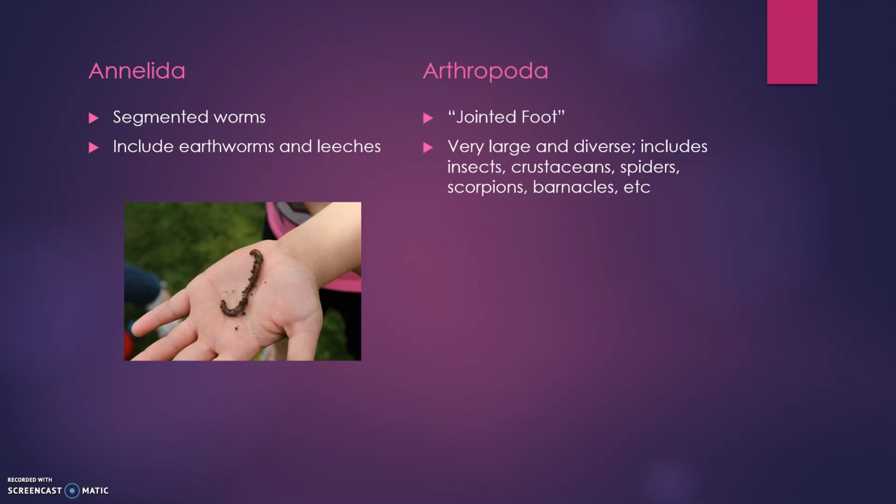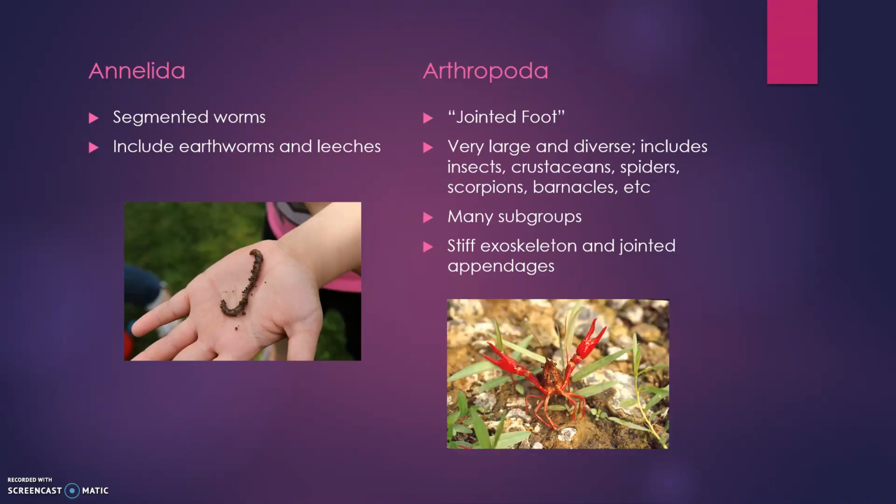Then moving into arthropods, translated from Latin, this means jointed foot, and this is a very large and diverse group as well. It includes insects, crustaceans, spiders, scorpions, barnacles. There are lots of animals in this group, and many subgroups. They have a stiff exoskeleton and jointed appendages. Jointed appendages is the big one because it lets them move around a little bit, jump, like grasshoppers. They can jump like that because of their jointed appendages. That's a crayfish, which lives in freshwater. People eat them.